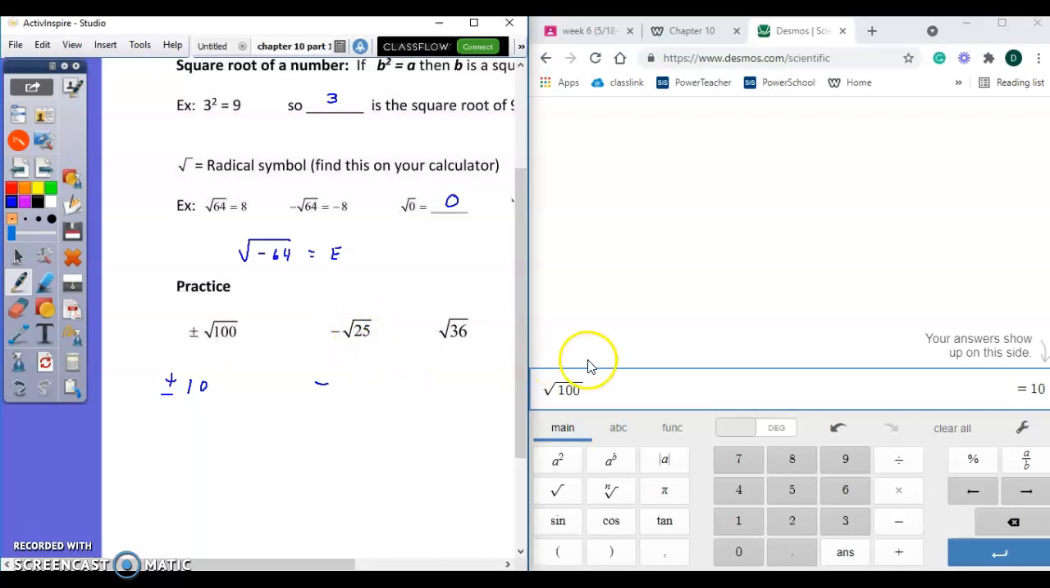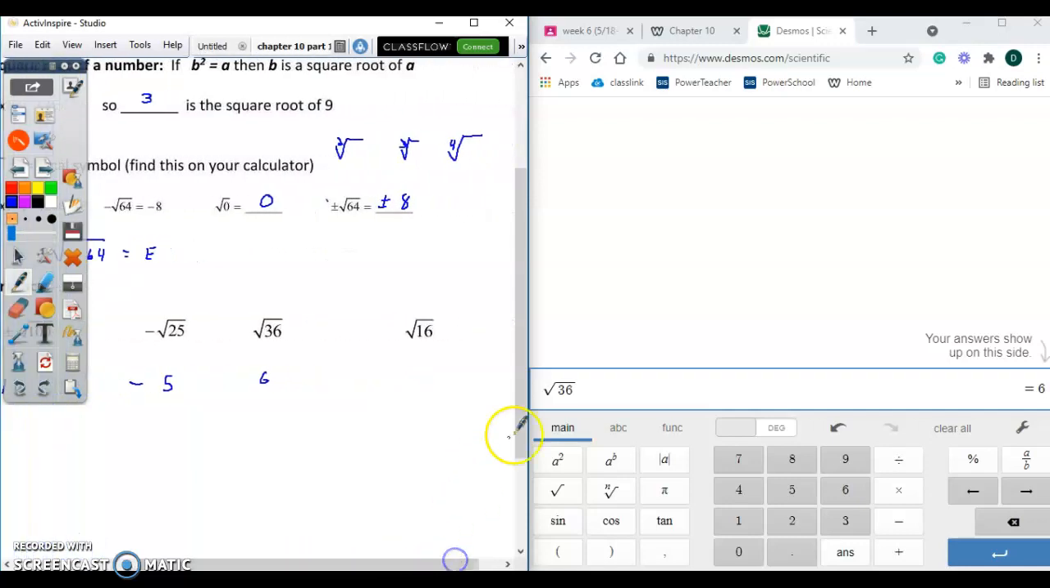So the square root of 25, if you have this already in your calculator, you just type in that 25 and you can see it's 5, because 5 times 5 equals 25. What's the square root of 36? Some of you guys can already do these in your head. This is probably a review for most. 6. And then our last example, what is the square root of 16?